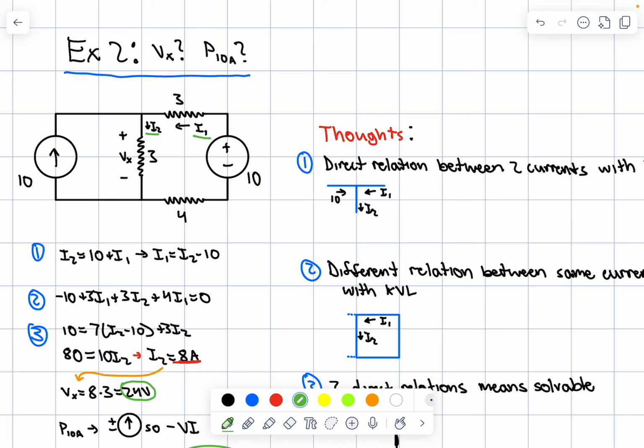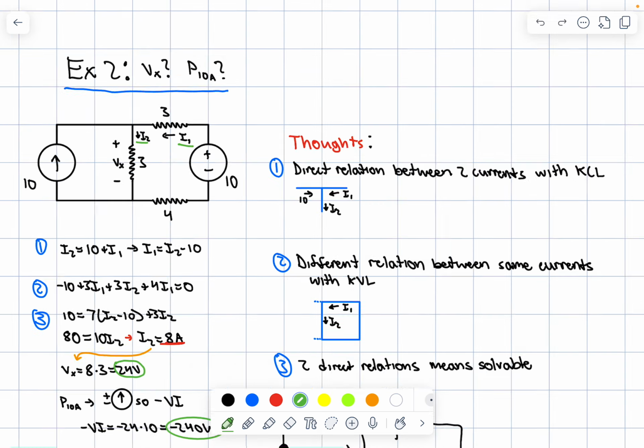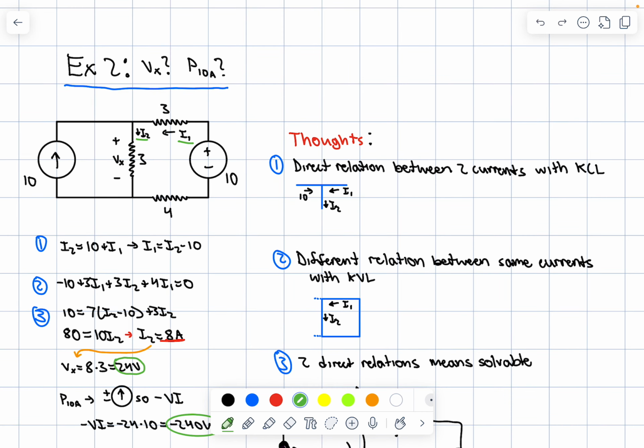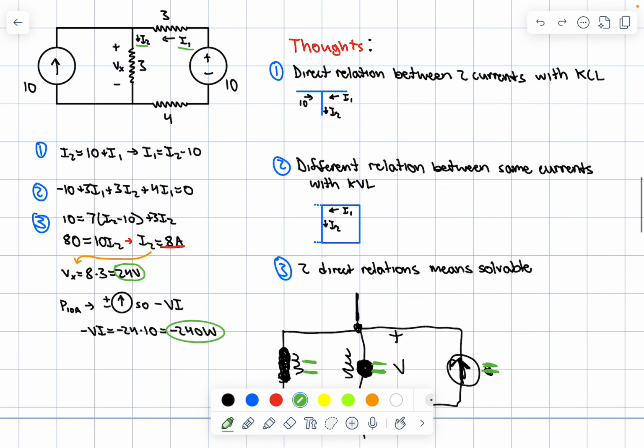And with KVL, I see, oh, I've got a loop here. I can define current in whatever way I want. And I've got I1 flowing through this 4 ohm resistor, flowing up here, I1 flowing through this 3 ohm resistor, and I2 flowing through this 3 ohm resistor. Isn't that another direct relation that's unique? It certainly is.